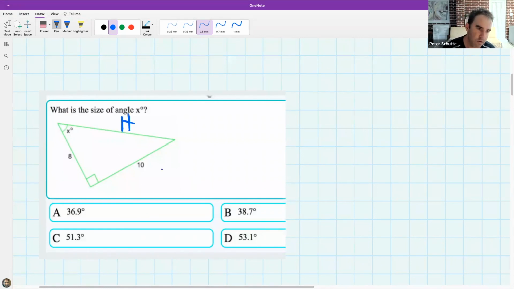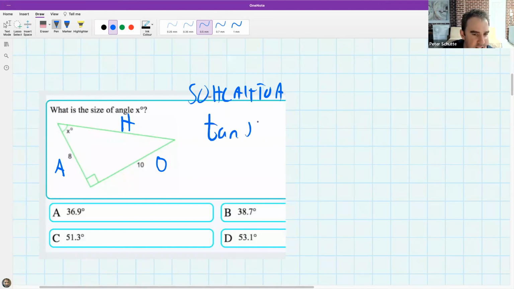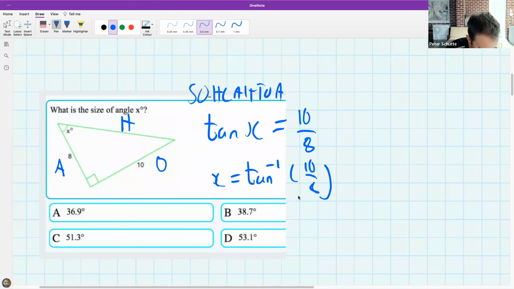So that would be H, that would be O, that would be A. Now, what trig ratio involves O and A? I think it's tan. So the tan of X would be equal to O over A. So 10 over 8. And then if I go inverse tan, or shift tan, we should get... Okay, I've got my answer.